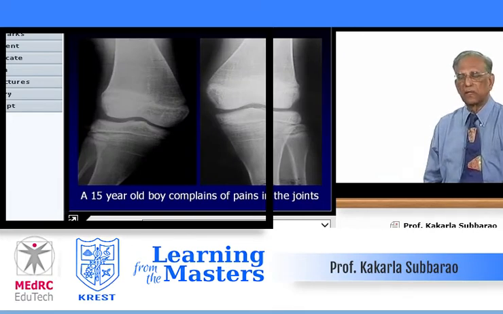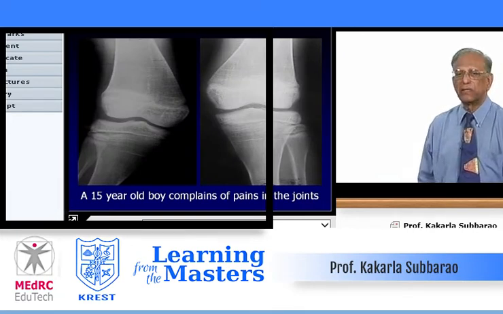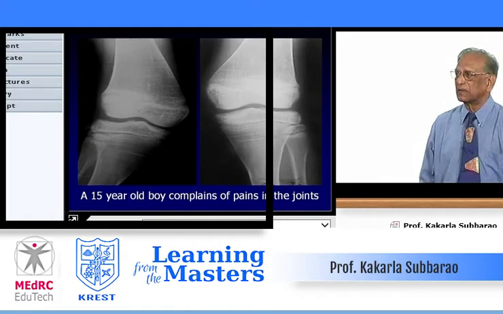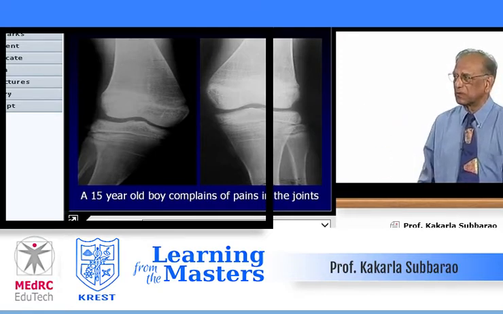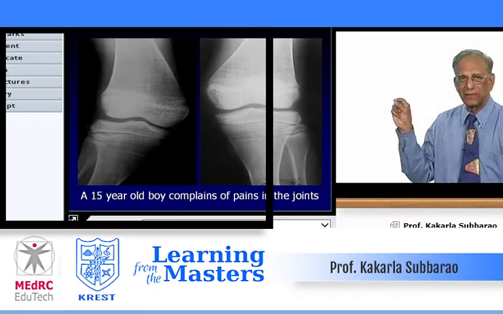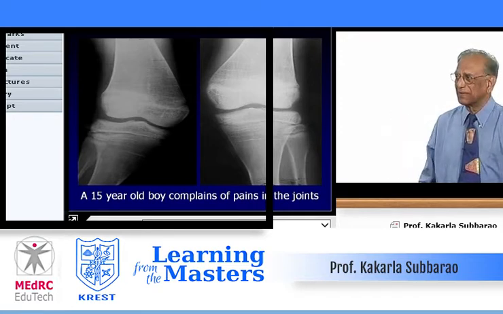Next case. A 15-year-old boy complains of pain in the joints. So these are the AP views of both knees. There is genu valgum and osteoporosis, rachitic-like changes. Look at the physis. This is widened. And nothing else much on these films.